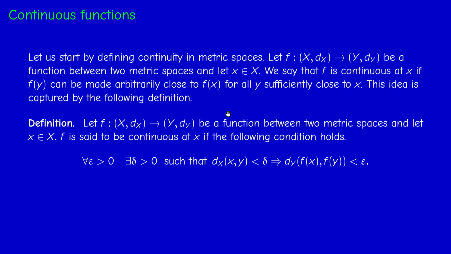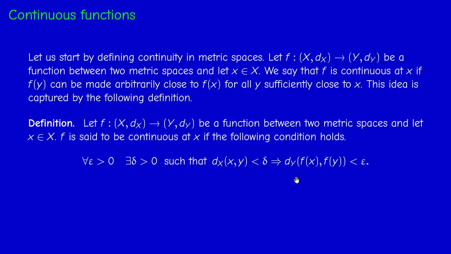So this is the definition of continuity at a point of a function between metric spaces, which generalizes the notion of continuous function from R to R or from Rn to Rm. Just in the case of R, this is the absolute value of x minus y, and this is the absolute value of f of x minus f of y. But we don't need to use the absolute value. The same definition works for any distance.